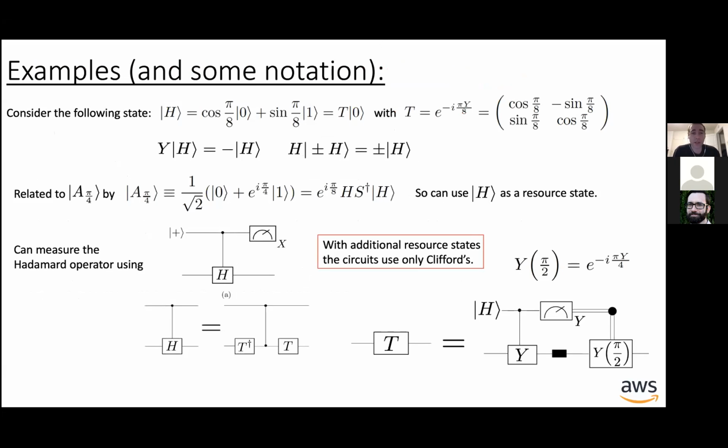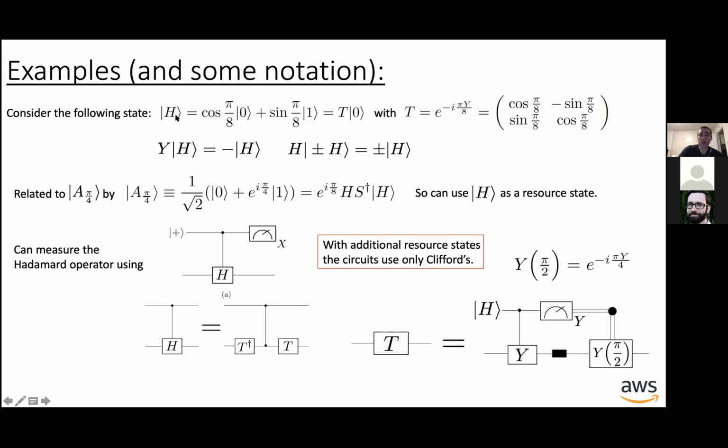So I'd like to give an example of a magic state distillation protocol, but first I'd like to take this opportunity to introduce some notation, because the notation that I'll be introducing here is something that I'm going to use throughout this talk. So the magic state of interest that we're going to want to prepare is what's known as the H state, which is a +1 eigenstate of the Hadamard operator. And the state is given here. It's related to the 0 state by a T gate, where this is a non-Clifford gate. And the T gate is represented by this matrix.